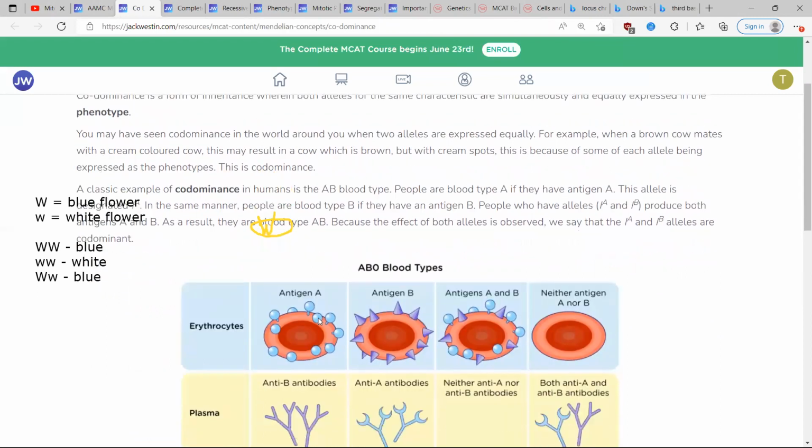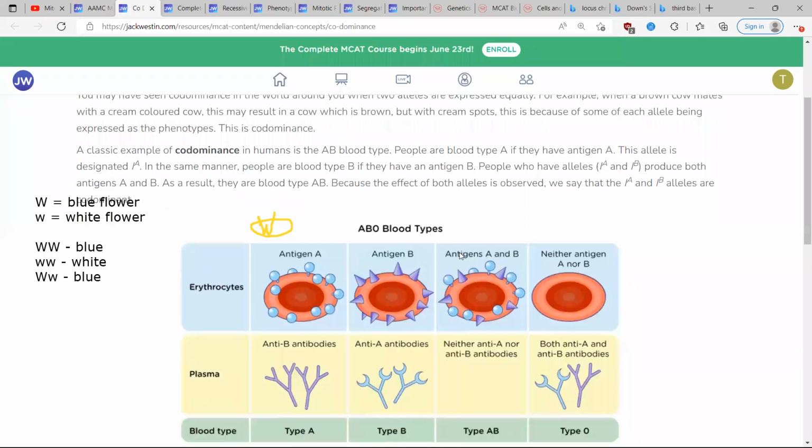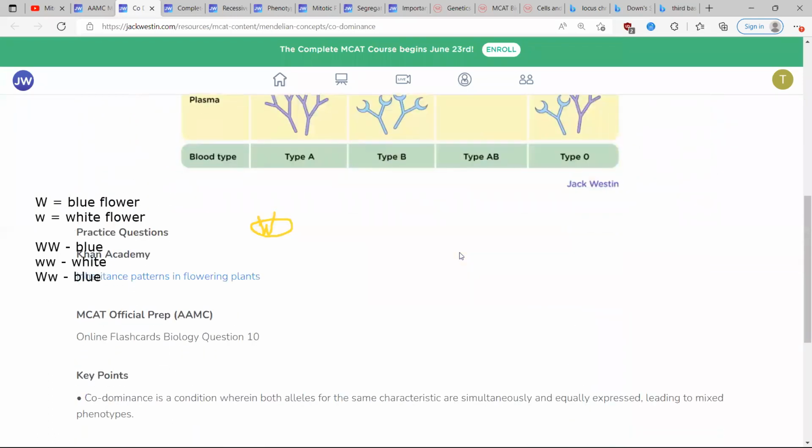Not only is A being expressed, but B is also being expressed at the same time. So this is codominance. They're both winning. Nobody is masking the other. So this is what we call codominance.